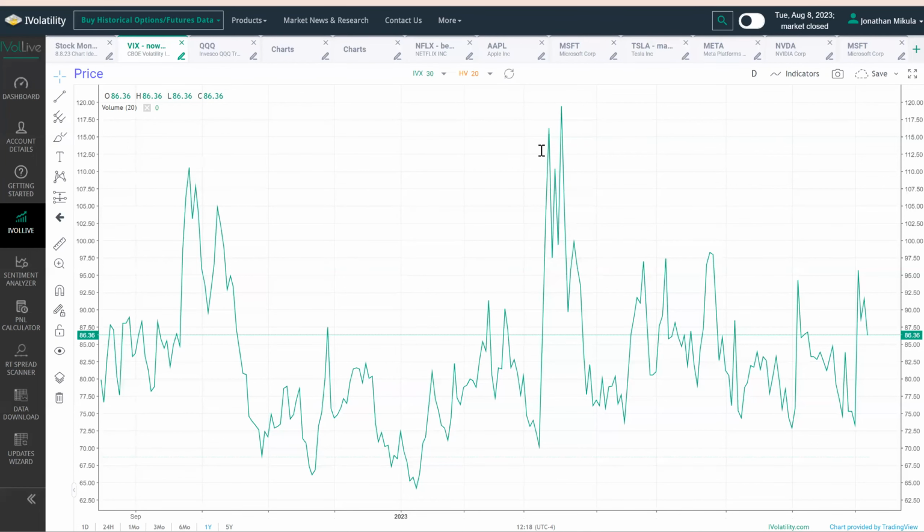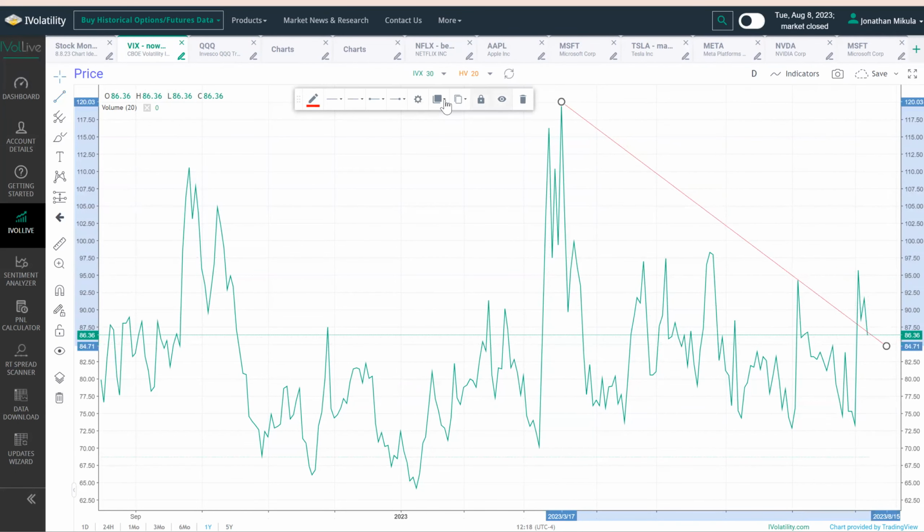So something else here is we can draw on these charts. So this is the part of the platform which another question came up, where can we draw? And this is where you can actually draw on the chart itself. So for an example, if we wanted to draw a trend line for the VIX's IVX, we could do that here, right?